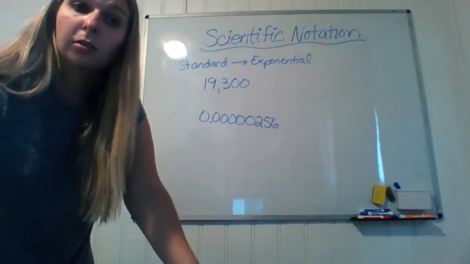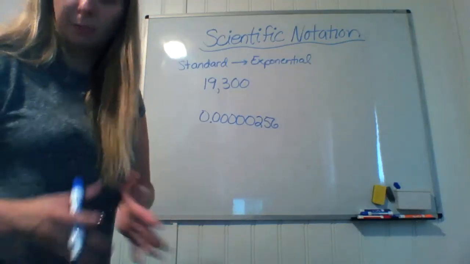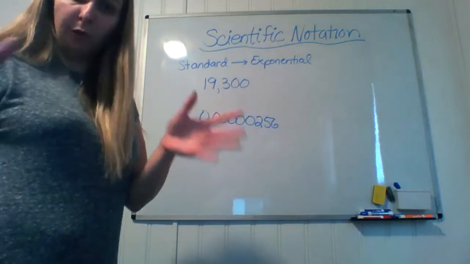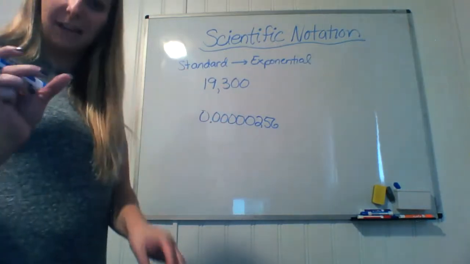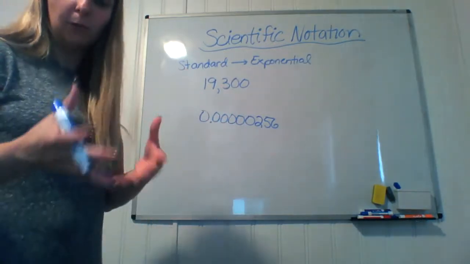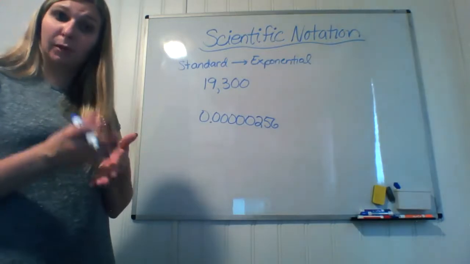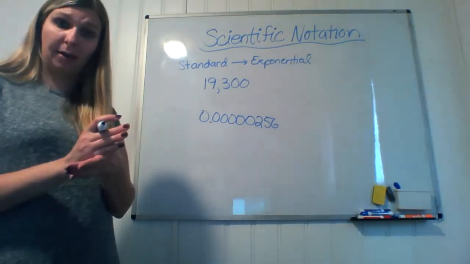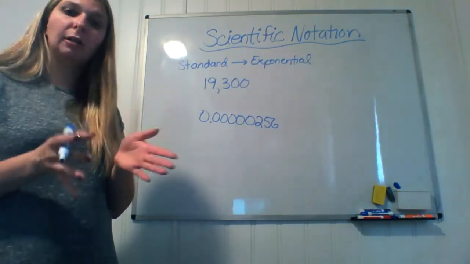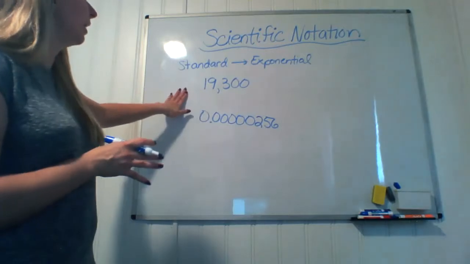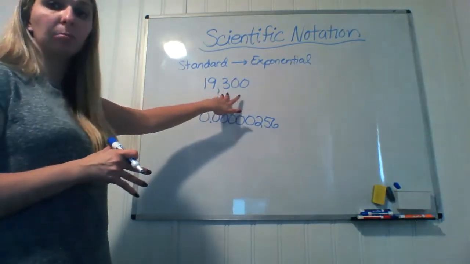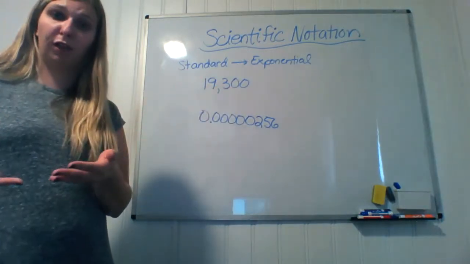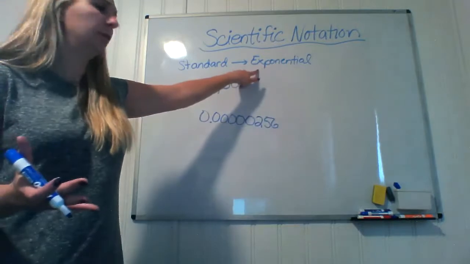Scientific notation is used to take either a very large number or a very small number and condense it into something more manageable by using exponents of 10, powers of 10. So what we're going to look at first is how do we take a standard number and turn it into scientific notation using an exponential.